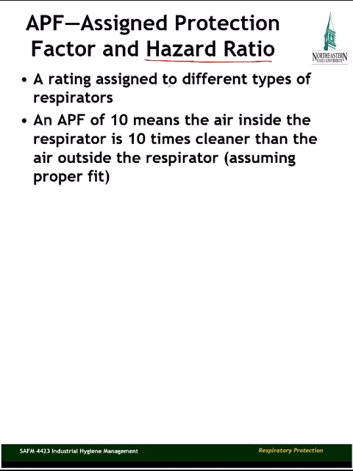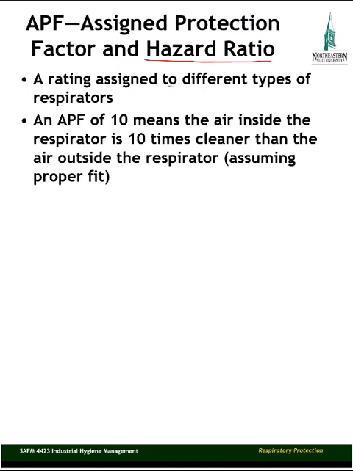But the APF rating ranges from 10 to 10,000. It used to range from 5 to 10,000, but I'm not even going to cover the quarter mask respirator. The quarter mask respirator has an APF of 5, but I'm not going to consider those because you shouldn't use quarter mask respirators. As we'll see in a second, again, like I said, the lowest is 10, the highest is 10,000.